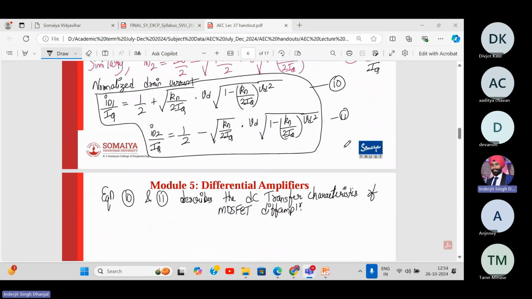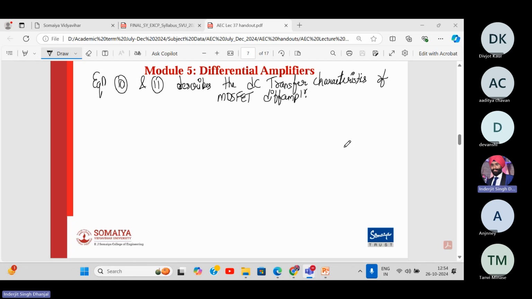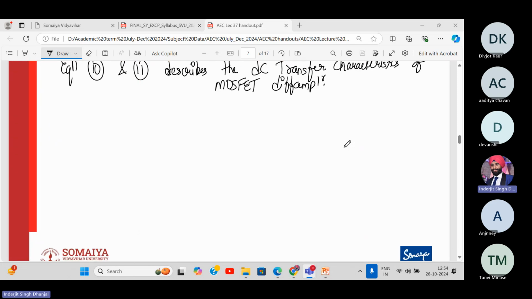You have written up till equation number 9, 10 and 11. Now, equations 10 and 11 describe the basic DC transfer characteristics of the MOSFET differential amplifier. So, if you feed these equations in a computer and try to plot the graph of VD versus ID1 upon IQ and ID2 upon IQ, you will get a graph like this. Please draw this graph. This is the transfer characteristics of the MOSFET differential amplifier.